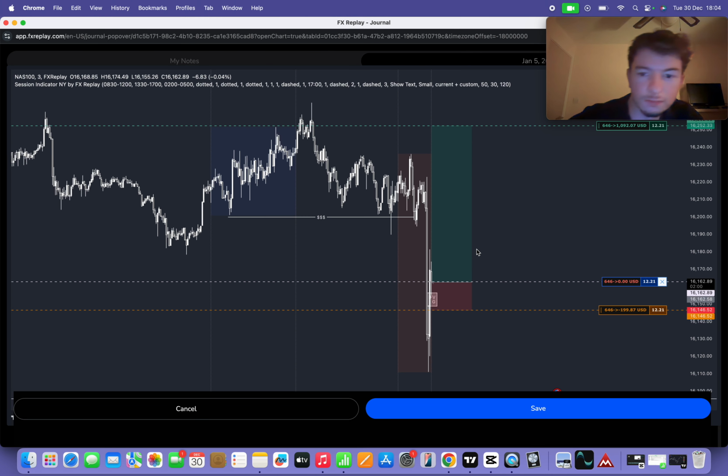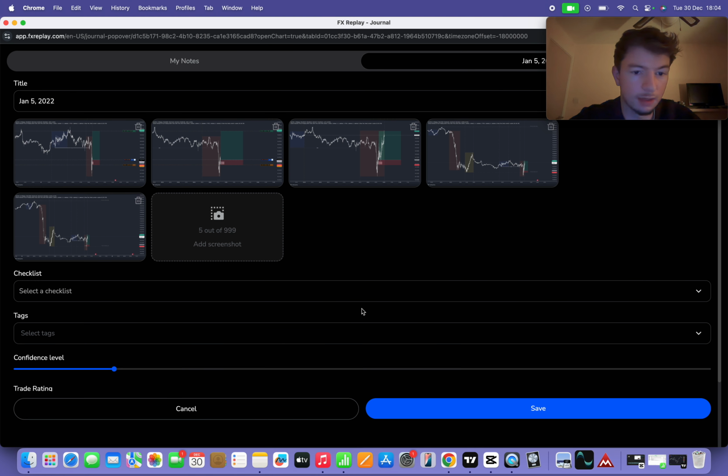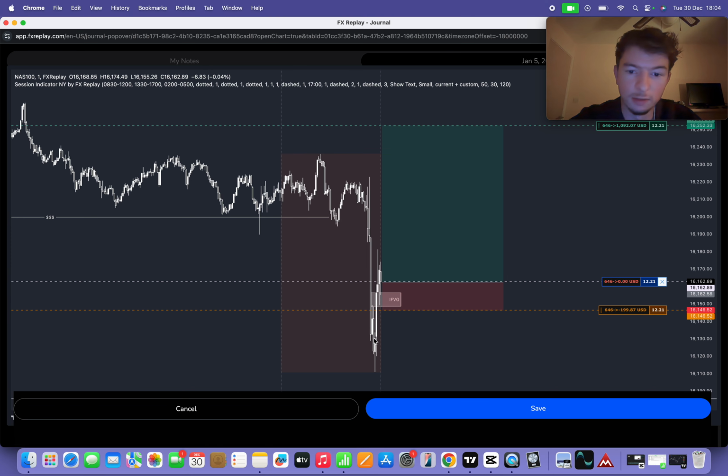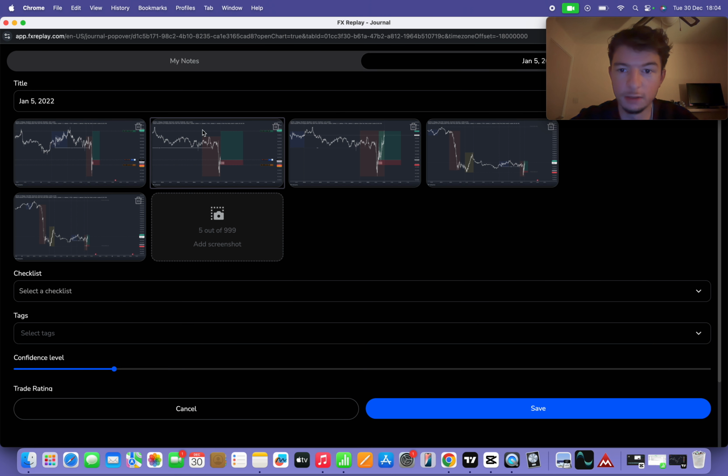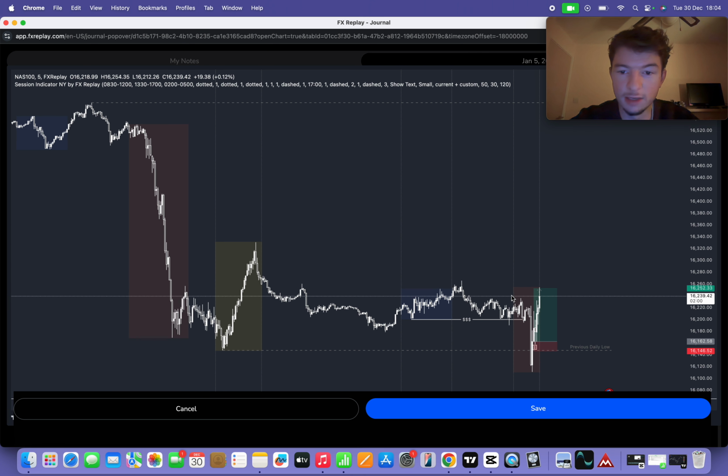So you can see we swept below the London low. On a 1 minute, we then had the inverse fair value gap. Tapped that, nice reaction off it, entered there to target the London high, which was over here. For reference, that looked like that, and that was in line with the previous daily low as well. So that was another confluence.